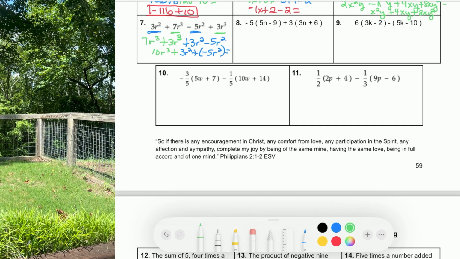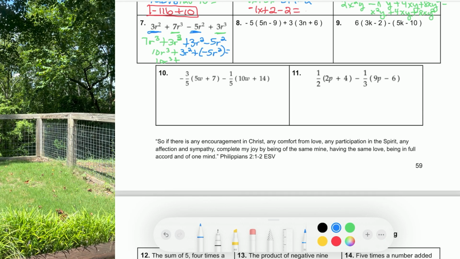So I keep my 10r cubed, and my 3r squared plus my negative 5r squared. They have different signs, so I'm going to take the difference and keep the sign of the greater. So that's going to be a negative 2r squared, and that is our answer.